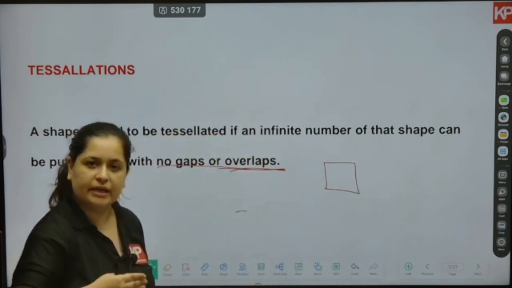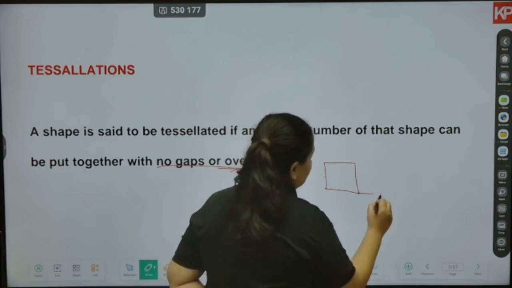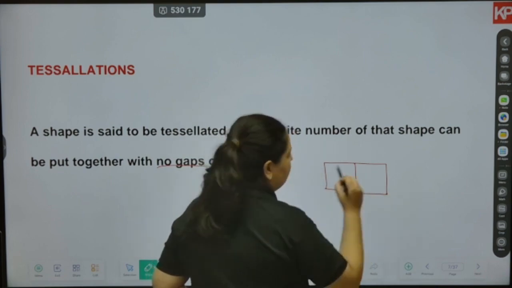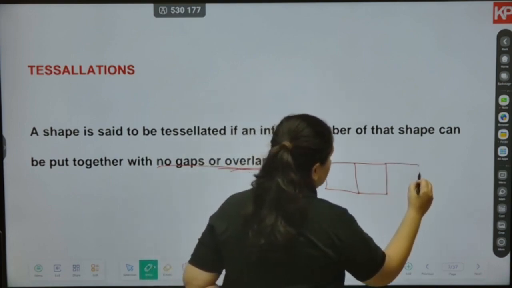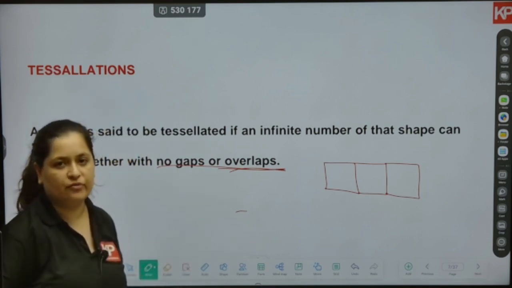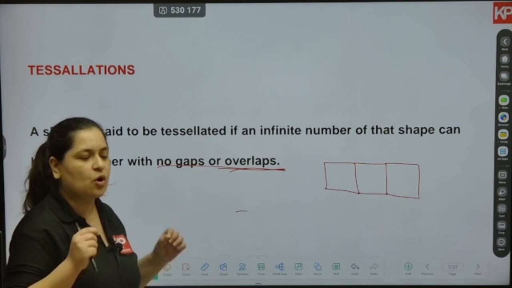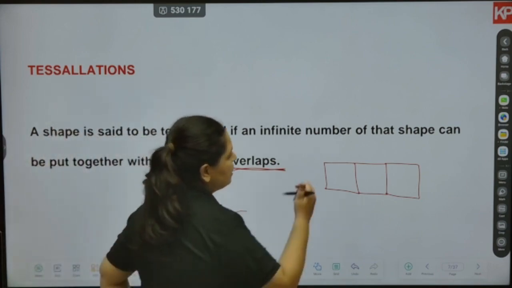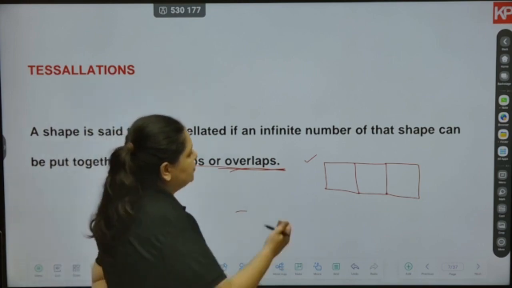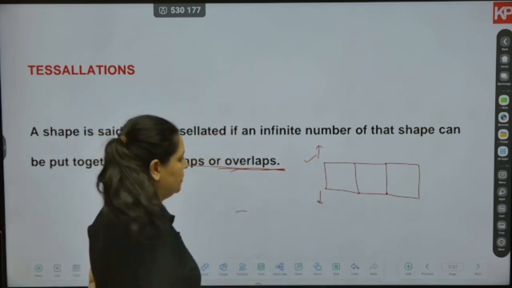tessellating means repeating it a number of times. Let me choose this particular vertex and let me draw another square. Then again, let me choose this particular vertex and let me draw another square based on this. Like this, I can go on an infinite number of times and I can repeat this particular square without leaving any gaps or having any overlaps. So till now, we are sure that a square can tessellate. Let's try and increase this widthwise and see what happens.